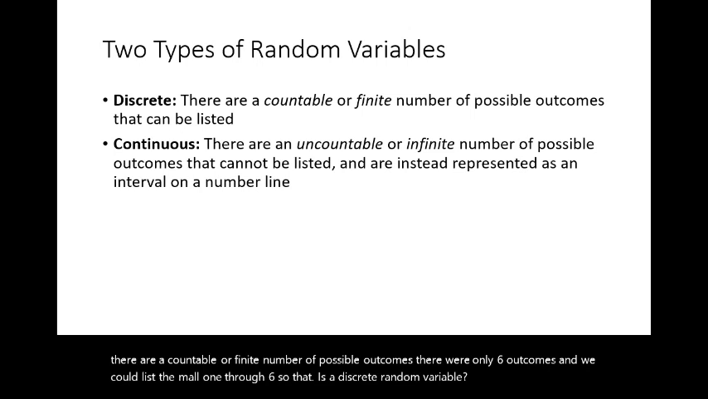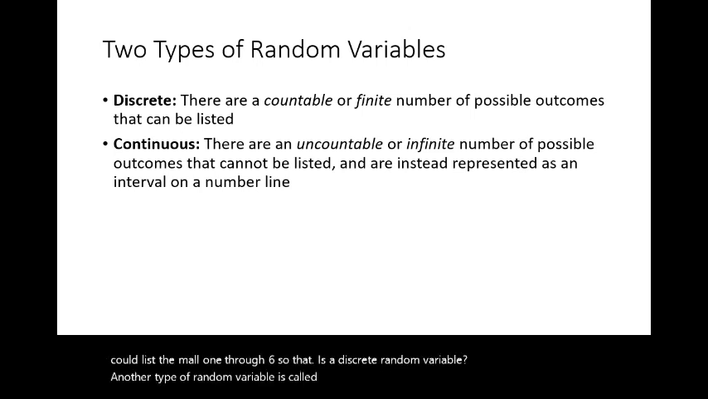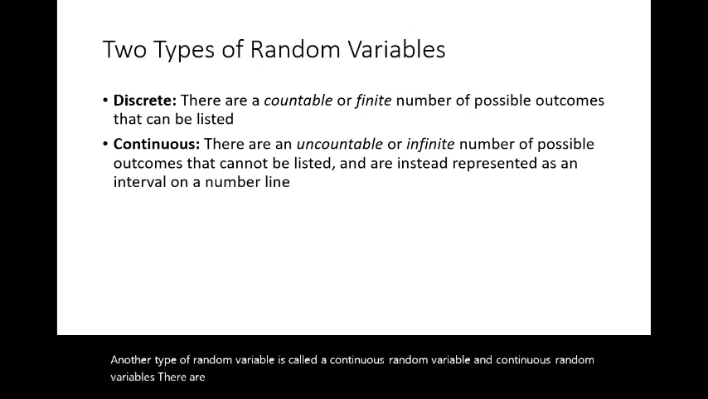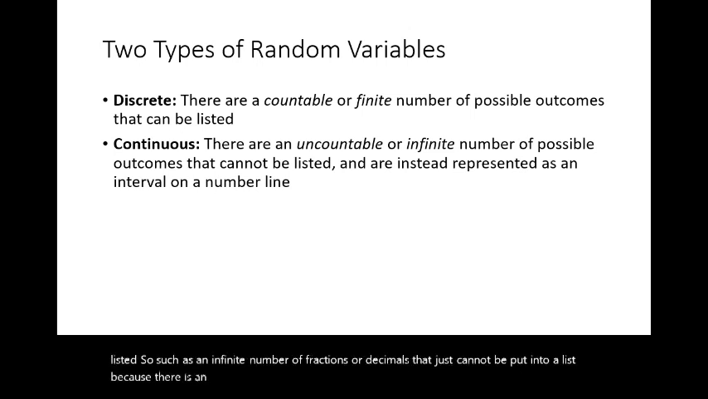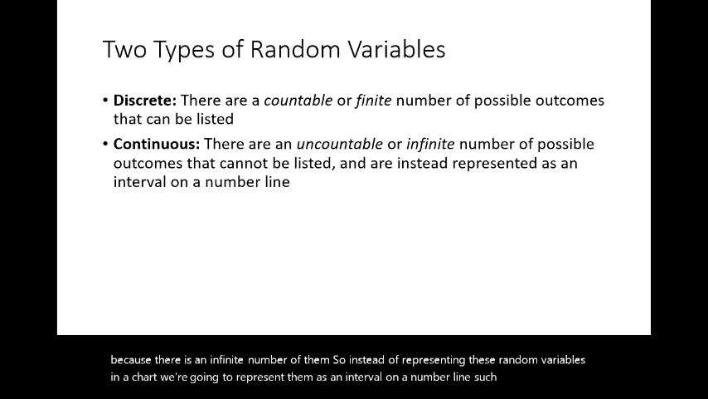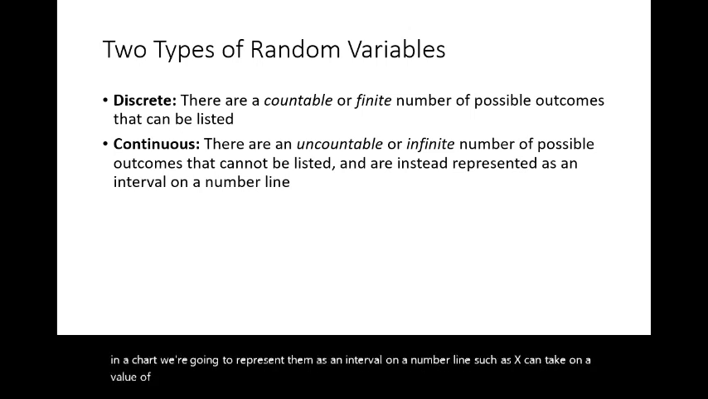Another type of random variable is called a continuous random variable. With continuous random variables, there are an uncountable or infinite number of possible outcomes that cannot be listed, such as an infinite number of fractions or decimals that just cannot be put into a list because there is an infinite number of them. So instead of representing these random variables in a chart, we're going to represent them as an interval on a number line, such as x can take on a value of anywhere between 0 and 12.